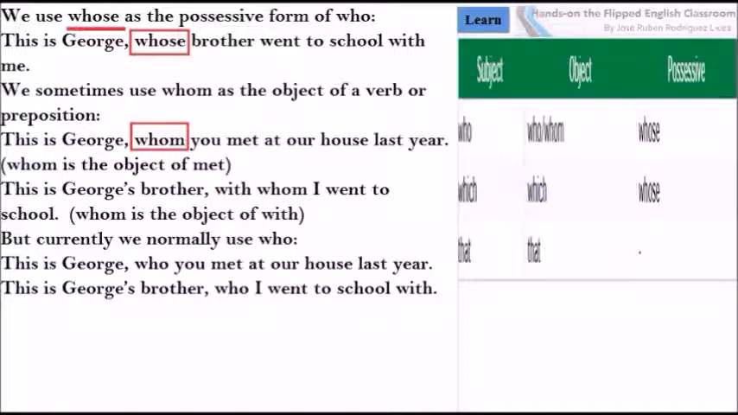This is George's brother, with whom I went to school. Whom is the object of with, but currently we normally use who. This is George, who you met at our house last year. This is George's brother, who I went to school with.